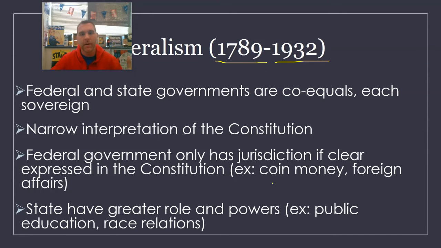And they have an incredible amount of power over public education, race relations. Again, we're talking about the 1930s here, and how much states could determine Jim Crow laws, right? Those kinds of things were going on, education, all of that, and the federal government had a separate set of agenda.